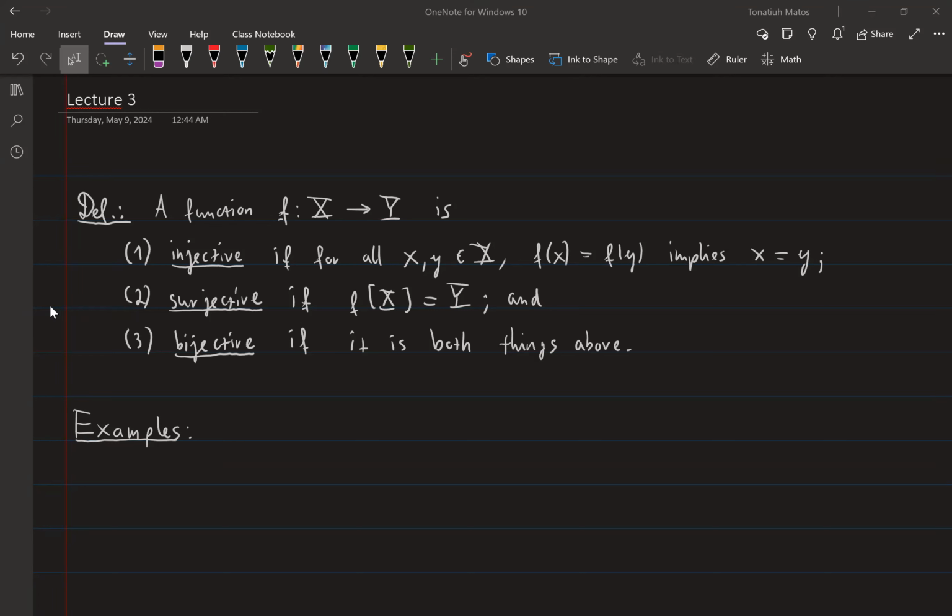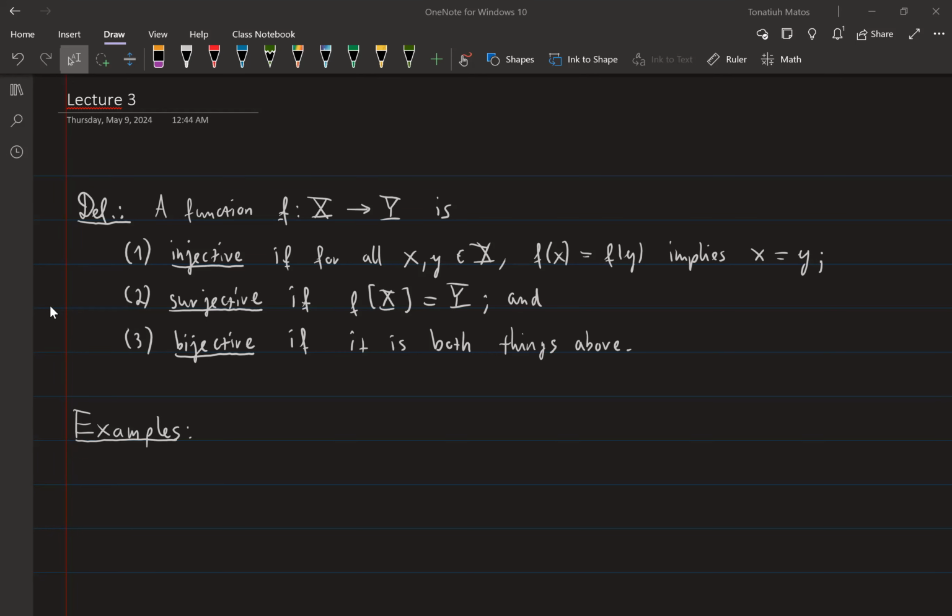to Y, then this function is called injective if it sends different elements in the domain to different elements in the codomain, right? You cannot have repeated elements in the codomain. The contrapositive of the statement that I just said is that if two things get sent to the same object in the codomain, they must have been the same, right? It has a unique pre-image, would be another way of saying it.